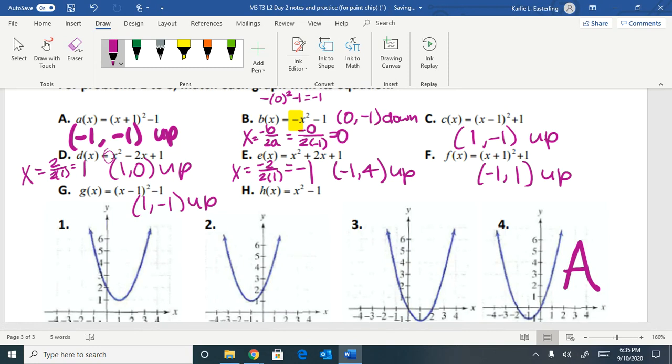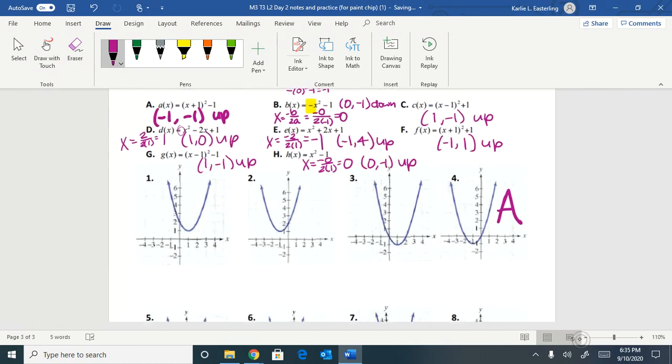And then this H, let's go ahead and look at it like it's in standard form. We'll go ahead and do it again. So x equals -B. We don't have a B here, divided by 2A. So we're going to have 0. When you plug 0 in, you're going to get that -1. And this one's also going to open up.